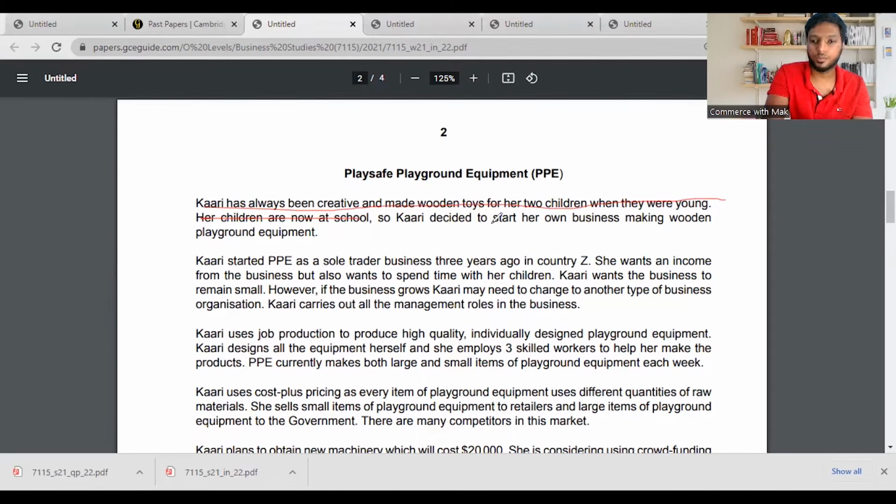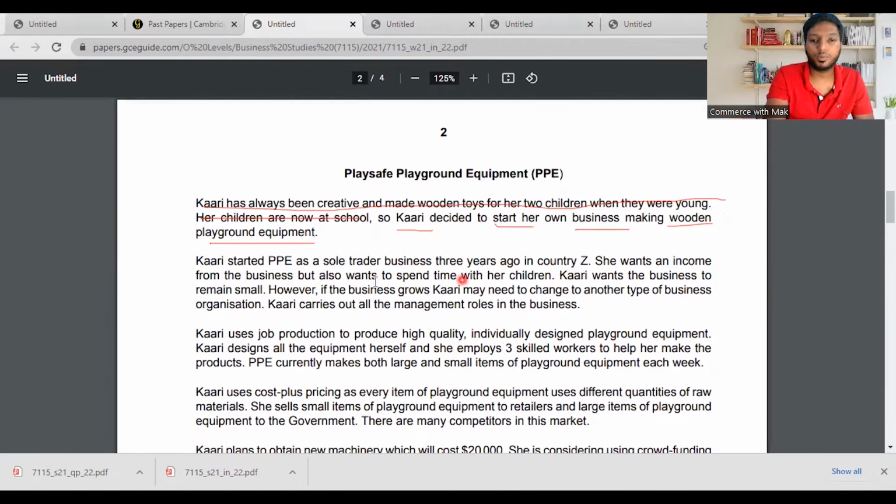What is very important is that Kari started her own business, and the nature of the business is wooden playground equipment. So underline those areas in the first paragraph, because when I go down, I am not going to highlight this PDF, so when I come back, it will not be there. Anyway, we'll move on to the next part. Kari started PPE as a sole trader business 3 years ago in country Z.